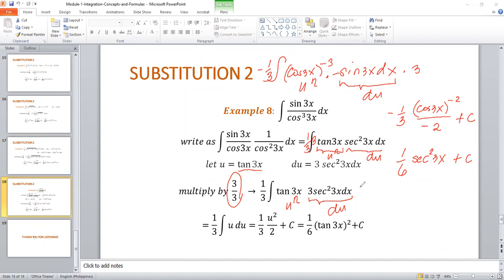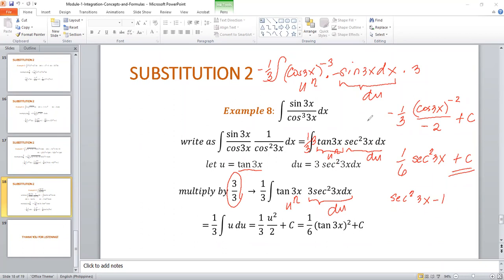Now, you may say, Miss Ali, they are not the same. If you will see, they are not the same. But we know that secant squared 3x minus 1 is tangent squared 3x, right? You may say, Miss Ali, what about the negative 1? It's compensated here in the c. So if you will change the tangent here to secant, it would be secant squared 3x minus 1 in here. The constant minus 1 multiplied to 1/6 together with the c is still another c. It's an arbitrary constant of integration.